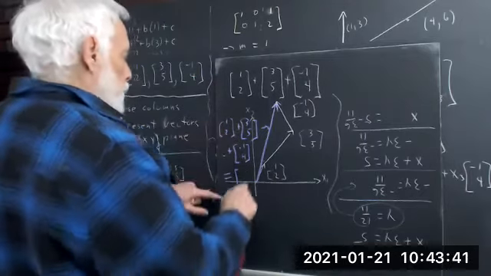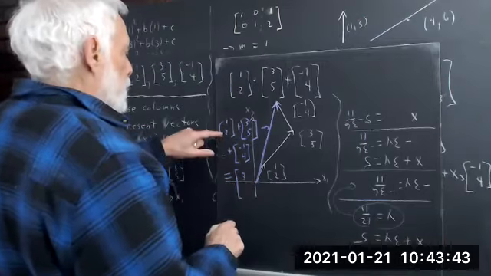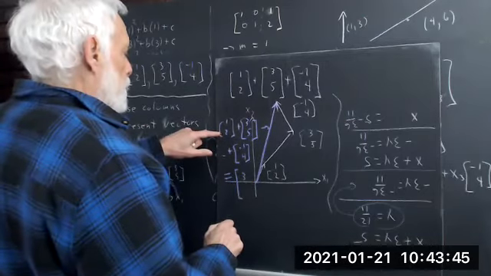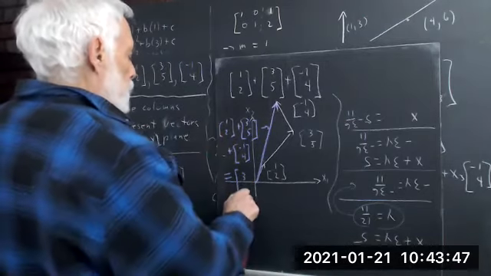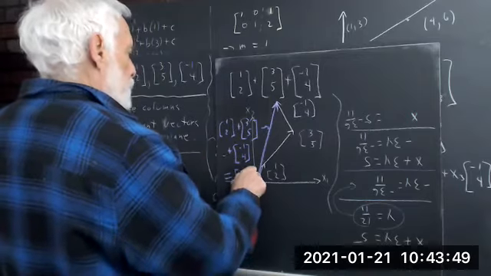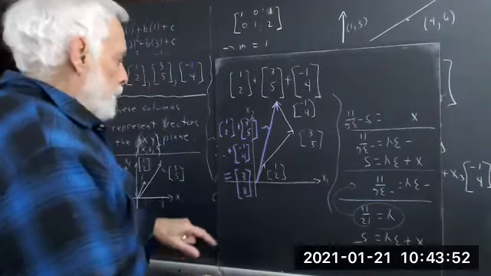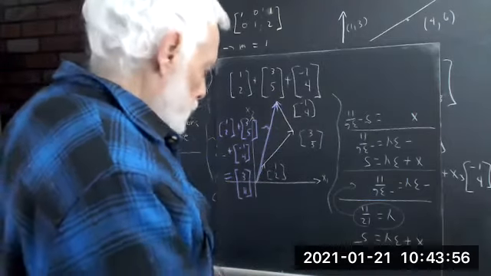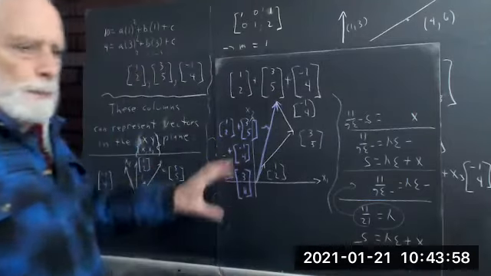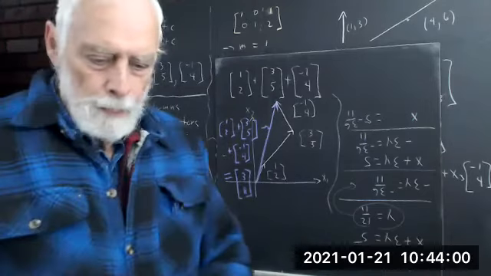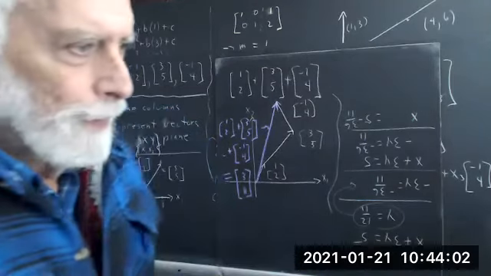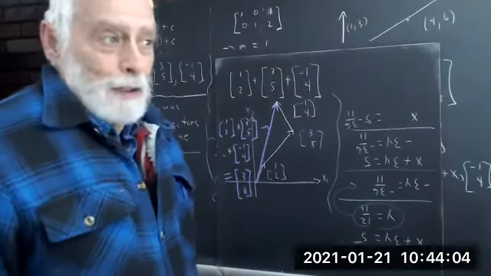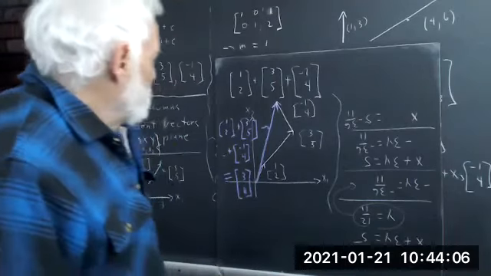1 and 3 and -1 is 3. 2 and 5 and 4 is 11. So this vector ought to be 3 units here, 11 units here. Now this is a very simple picture. It's simple to do, but if you're not familiar with it, then it's probably going to look unfamiliar, isn't it?